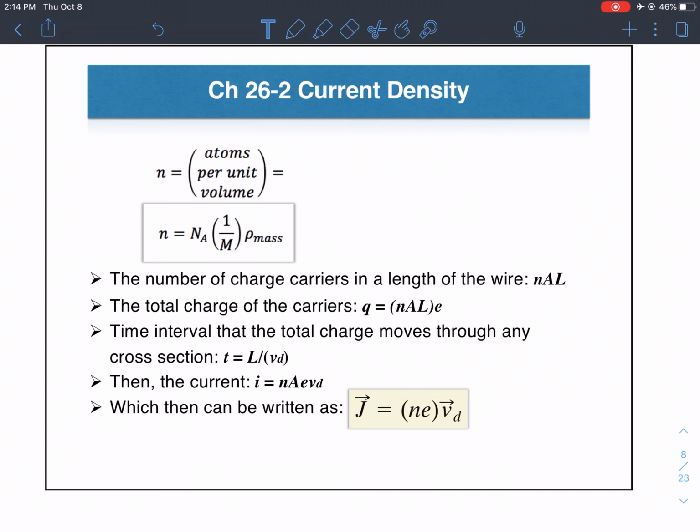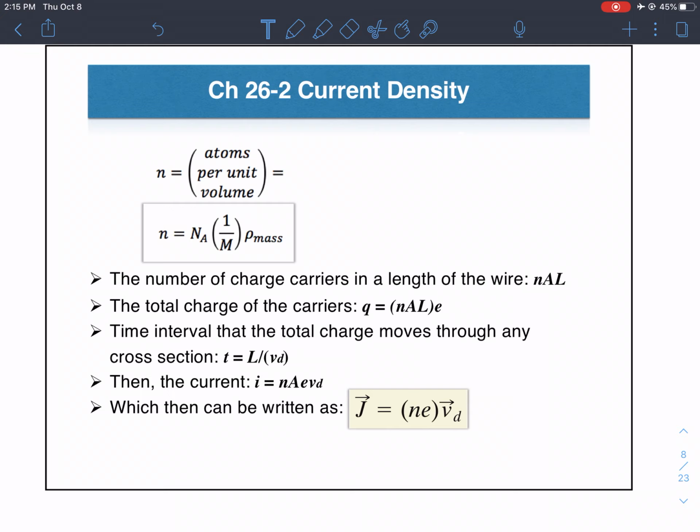Now we're going to relate the current density to some other concepts like the charge carriers, the conduction electrons, the E, as you can see at the bottom, and also the drift velocity. Okay, to be able to get to that equation, we need to think about what the charge carriers are.